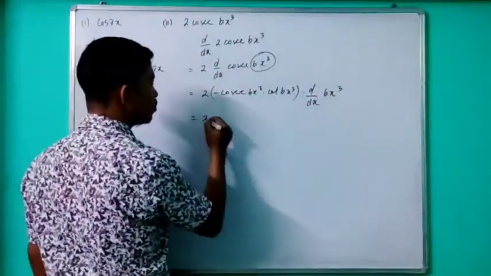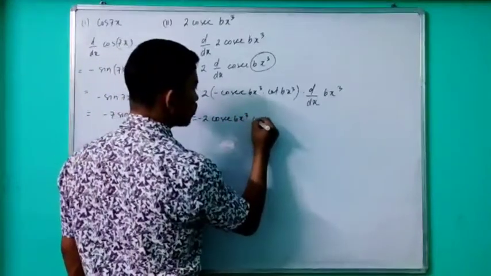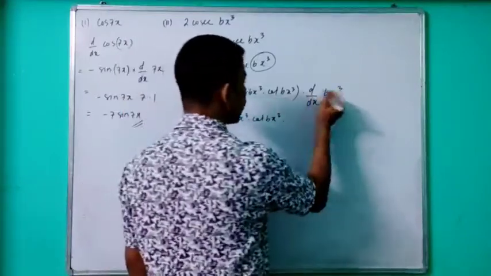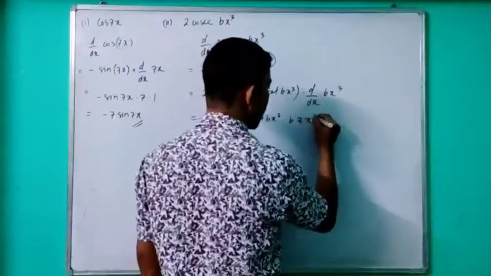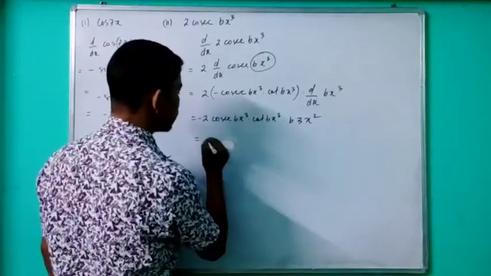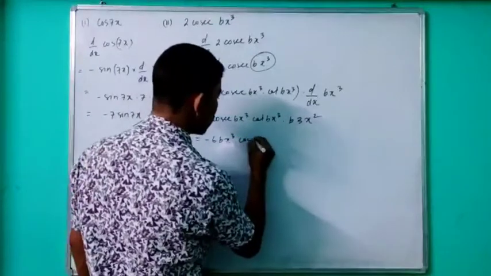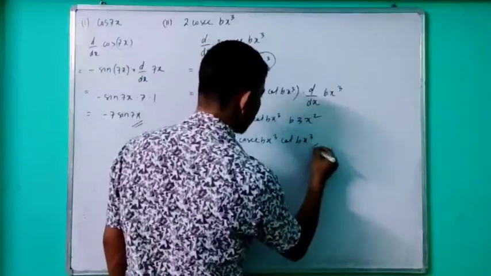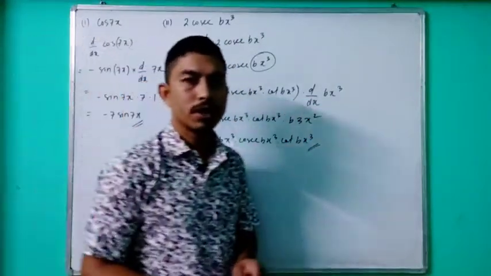So finally I will get minus 2 cosec of bx cube into cot of bx cube into the derivative of bx cube, b being constant, comes outside the derivative sign, and the derivative of x to the power 3 is 3x square. So finally I can write this one as 2 times 3 is 6, minus 6 bx square into cosec of bx cube into cot of bx cube. Okay, so that is how we carry out the differentiation of a trigonometric function.